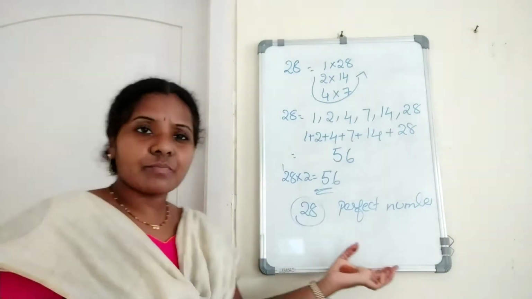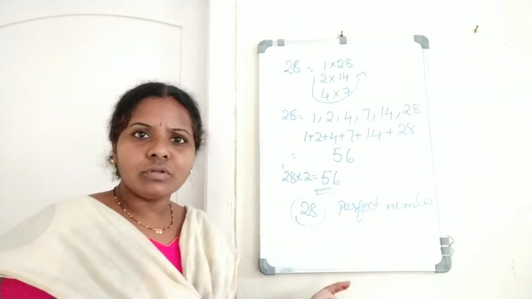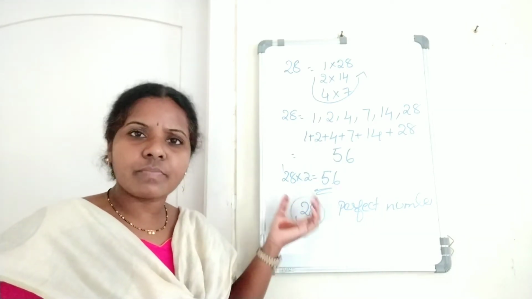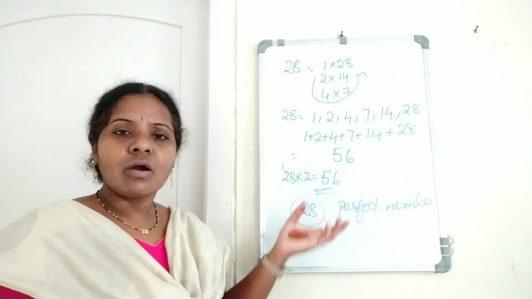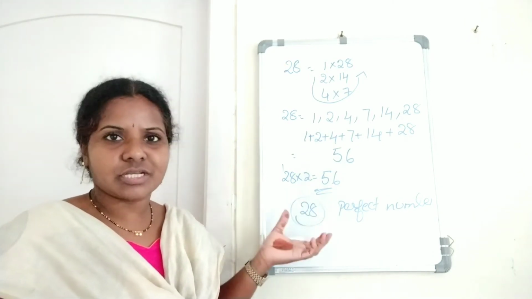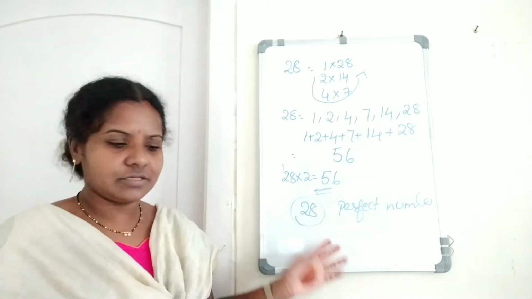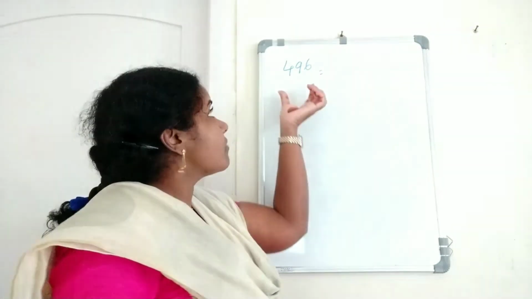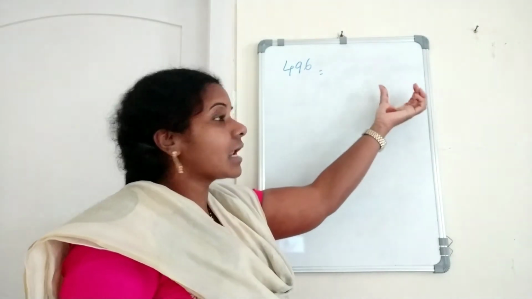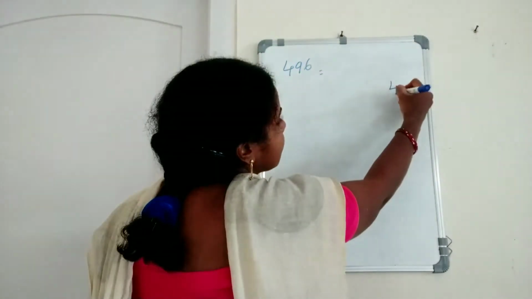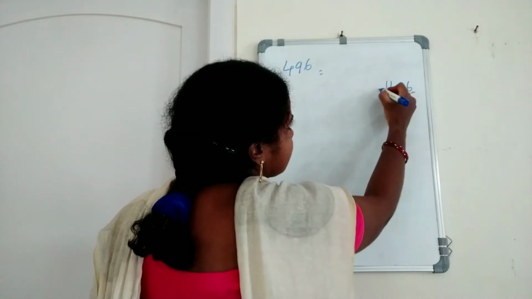One more perfect number. So many children know the perfect numbers are only 6 and 28. Now I will tell one more perfect number: it is 496. Let us check whether it is a perfect number or not. One easy method we will find. First of all, write 496 by the prime factor method. So I am writing 496 as prime factors.